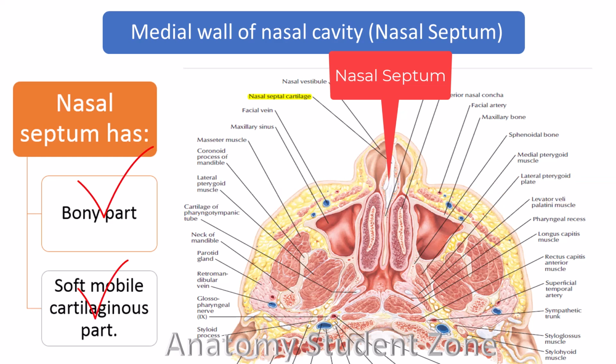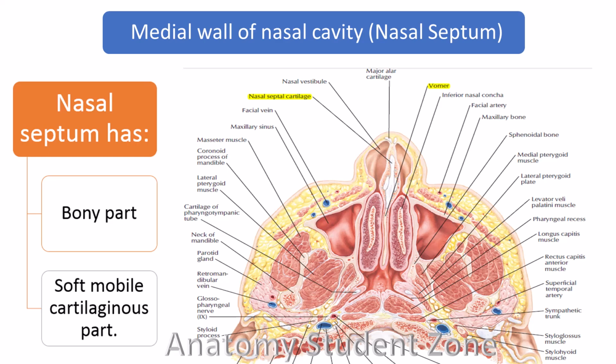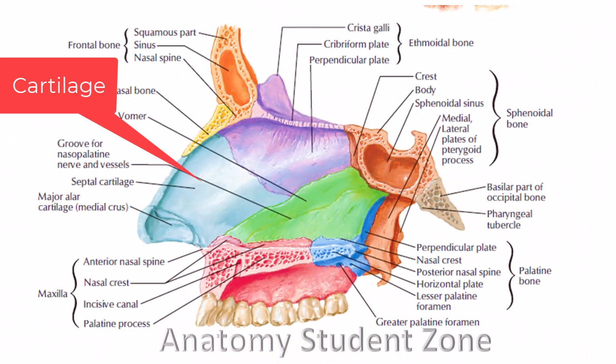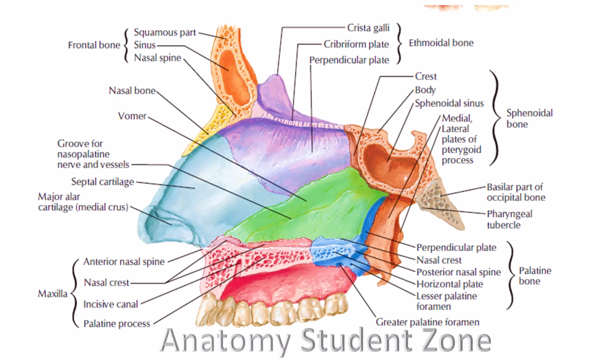Like we had seen, the roof and the floor were formed totally by bones. But the nasal septum is formed by both bone and cartilage. The anterior part of the nasal septum is formed by a soft mobile cartilaginous part, and the posterior part of the nasal septum is formed by bones. So what is important here is that you should know the names of the cartilages and the names of the bones which form the nasal septum. First I will tell you about the bones forming the nasal septum.